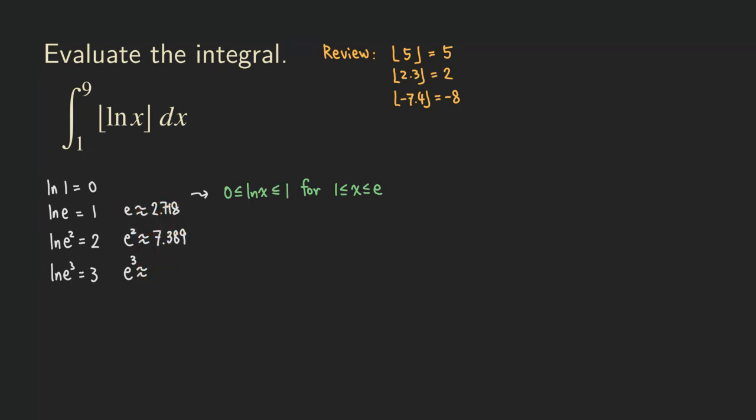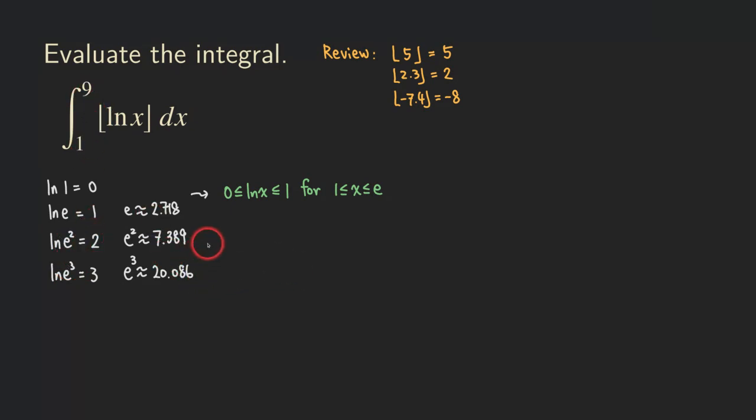And then you are going to get something that's close to 20.086. And now that's, as you can see here, beyond this 9, right? That's far beyond this 9. So we are going to cut off the intervals starting from 1 and then to somewhere between e squared and e cubed. What is that somewhere? That's really just 9, right? We just cut that off there.